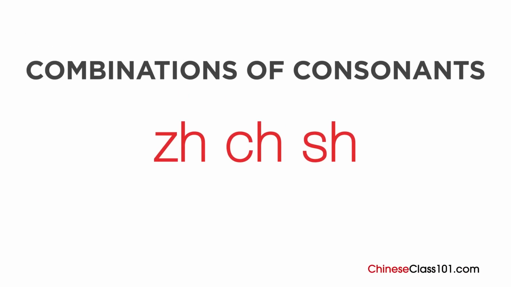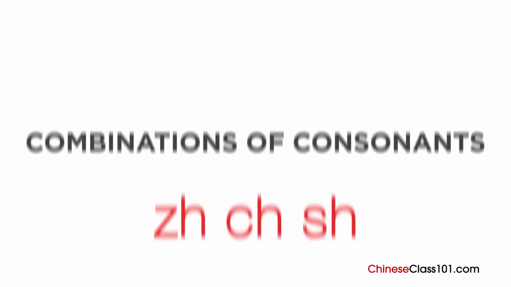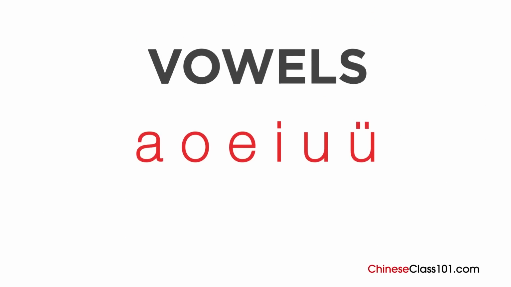And there are combinations of consonants that are initial sounds as well. But don't worry, there are only 3 of these. Zh, ch, sh. And then we have vowels. There are 6 single vowels in Mandarin Chinese. A, O, E, I, U, Yu.